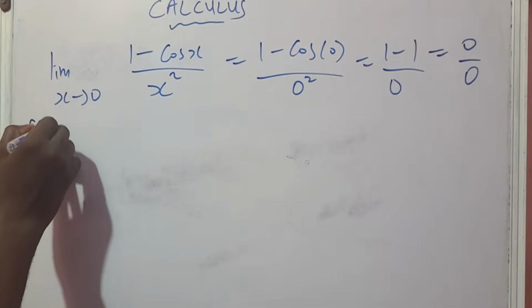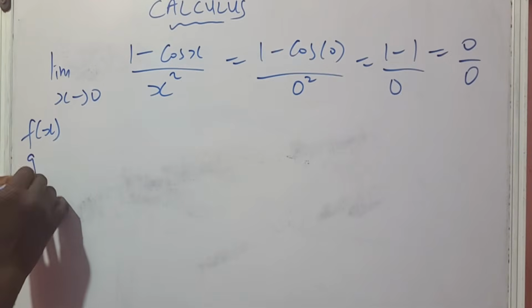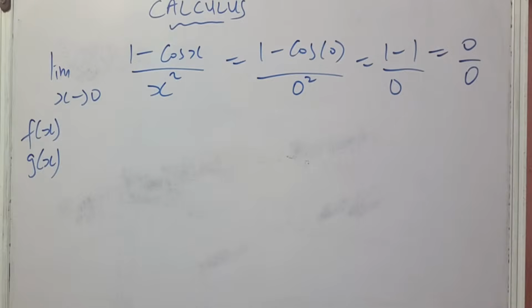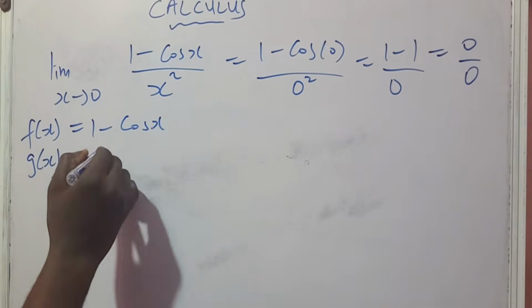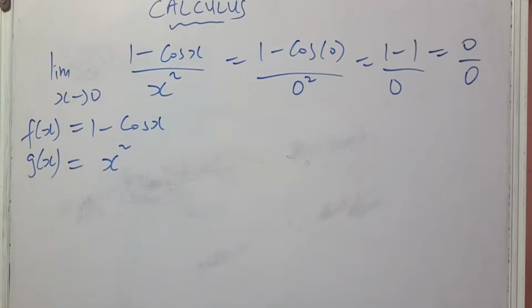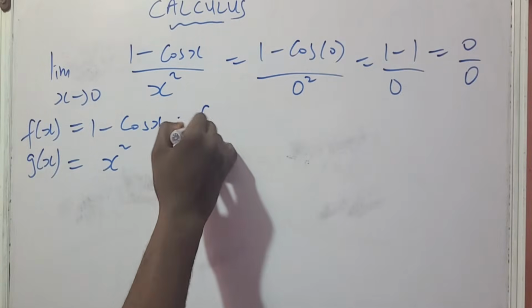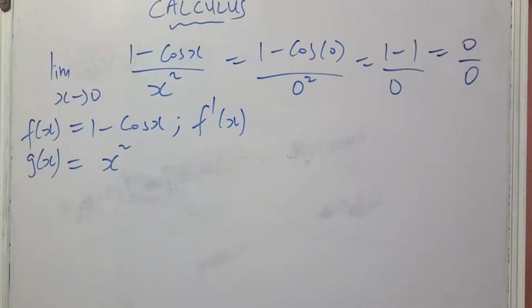So I'm going to call the numerator f(x), and I'm going to call the denominator g(x). So f(x) was 1 minus cos x, all right? And g(x) was x squared. So what I want to do now is to go on and find the derivative of the numerator.